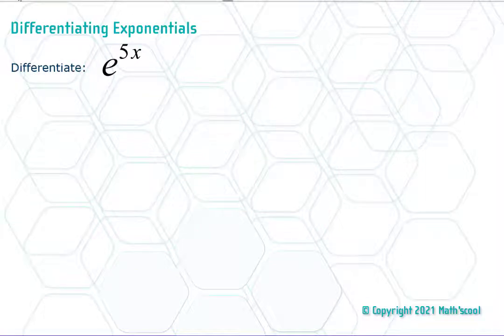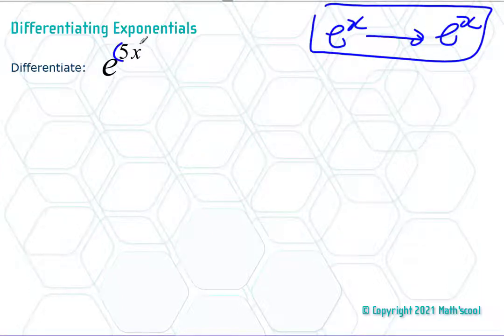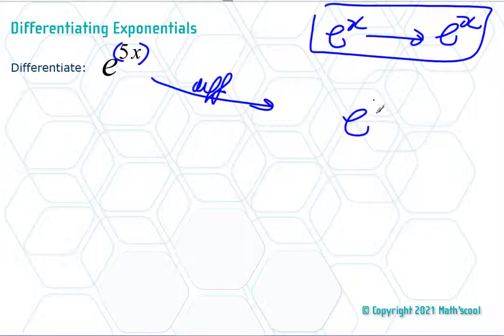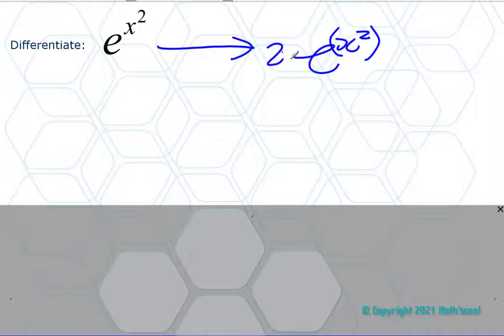Okay, now we're on to differentiating exponentials, and we know that the differential of e to the x is e to the x, but that's not applying the chain rule. Almost all the time we'll have some brackets. We'll have to apply the chain rule. So if I differentiate e to the 5x, it gives you e to the 5x. Oh, but you've got to multiply by the differential of the brackets, 5e to the 5x. Differentiate e to the x squared, it gives you e to the x squared. Oh, but you've got to multiply by the differential of the brackets, 2x e to the x squared.